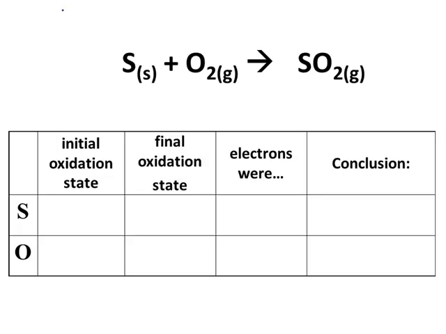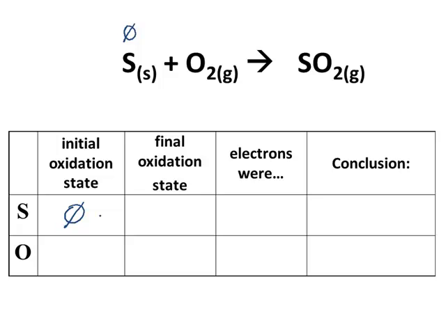So let's determine the initial oxidation state for both the element sulfur and the element oxygen. My sulfur on the reactant side is solid sulfur. It's an element, and it's not bonded to any other element to make a compound. So the oxidation state on this sulfur is a 0. If I want to fill out a chart, I'd say the initial oxidation state for sulfur was 0.